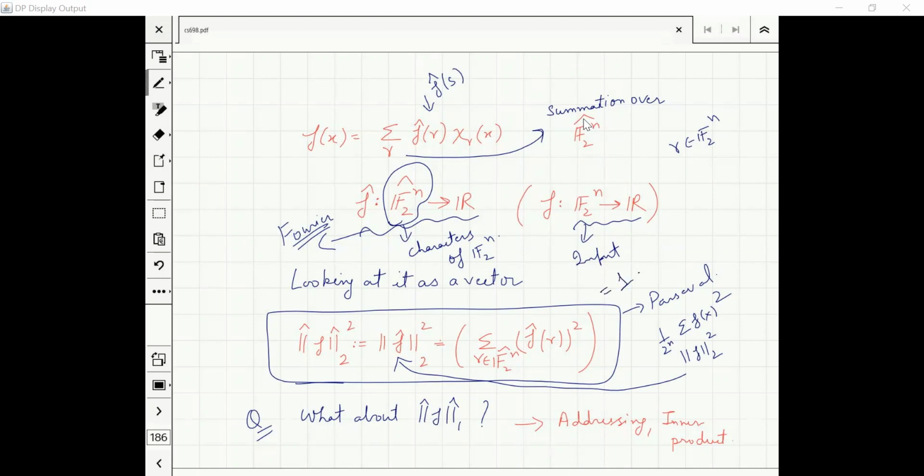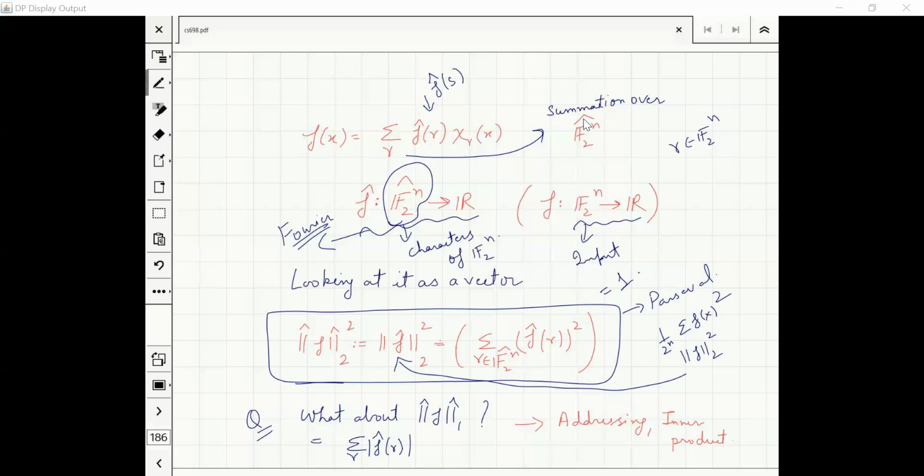What about the 1 norm of f hat? What is it? This is the summation over gamma of f hat at gamma, actually the absolute value. What can we say about it? Suppose I have a Boolean function. Can it be more than 1? No. I guess yes, since when the value is between 0 and 1, the square is always lesser than the value. Correct. So actually, this will always be bigger than or equal to 1.